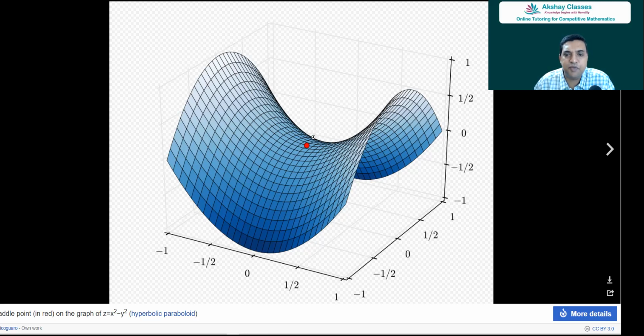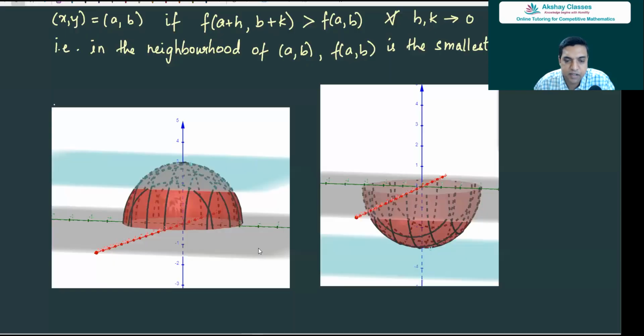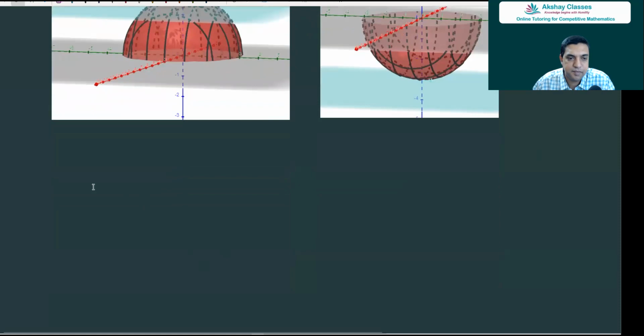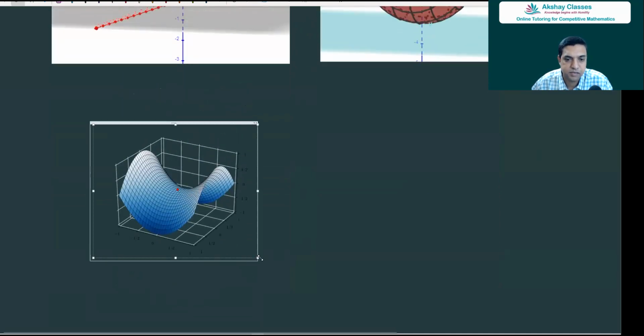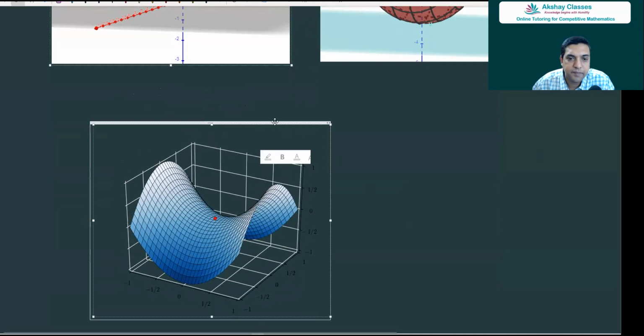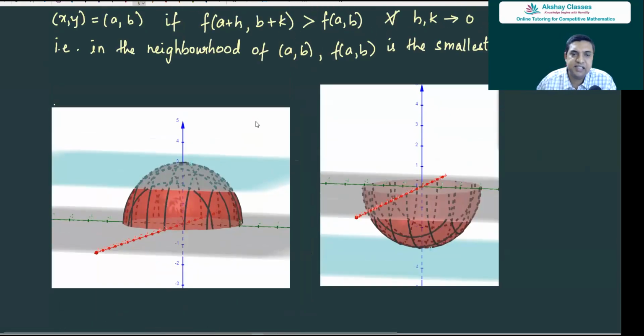This type of surface is actually a portion of the graph of z is equal to x square minus y square. It is a hyperbolic paraboloid. So this is an example.